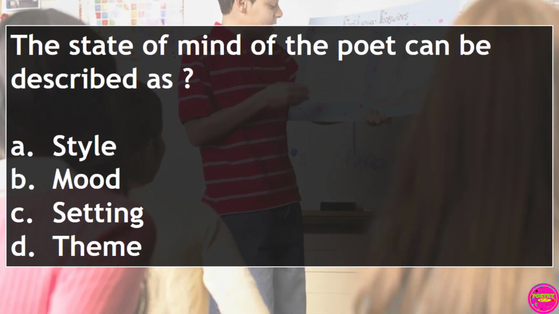The state of mind of the poet can be described as A. Style. B. Mood. C. Setting. D. Theme. The correct answer to this question is B. Mood.